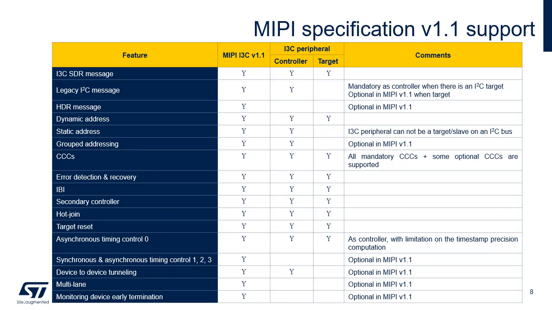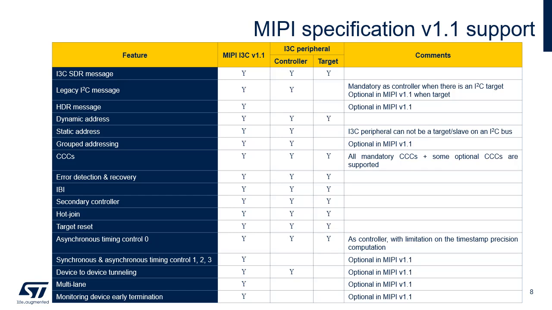This table indicates which features described in the I3C MIPI specification revision 1.1 are actually implemented in the STM32H5 I3C peripheral unit. In brief, the I3C peripheral supports all the mandatory features of the MIPI specification version 1.1. This includes single data rate message, dynamic address assignment, grouped addressing, error detection and recovery, IBI, secondary controller, hot join, target reset, asynchronous timing control mode 0.